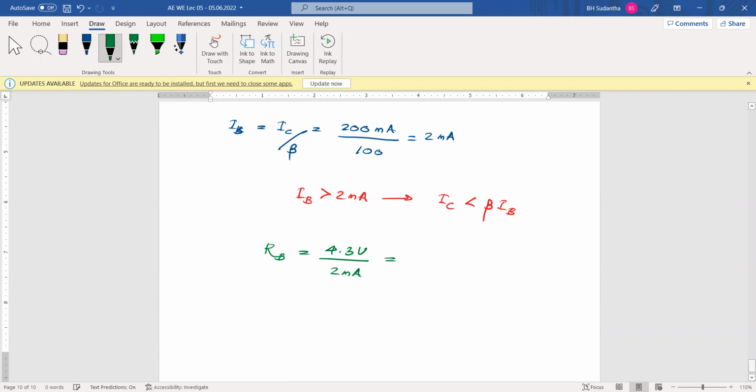4.3 volts. 4.3 divided by 0.002. Then on theoretical calculation, it's coming 2150 ohms, but in practical case, we don't have a 2150 ohm resistor, and we put this one as 2000. Then this is 2K ohm resistor.